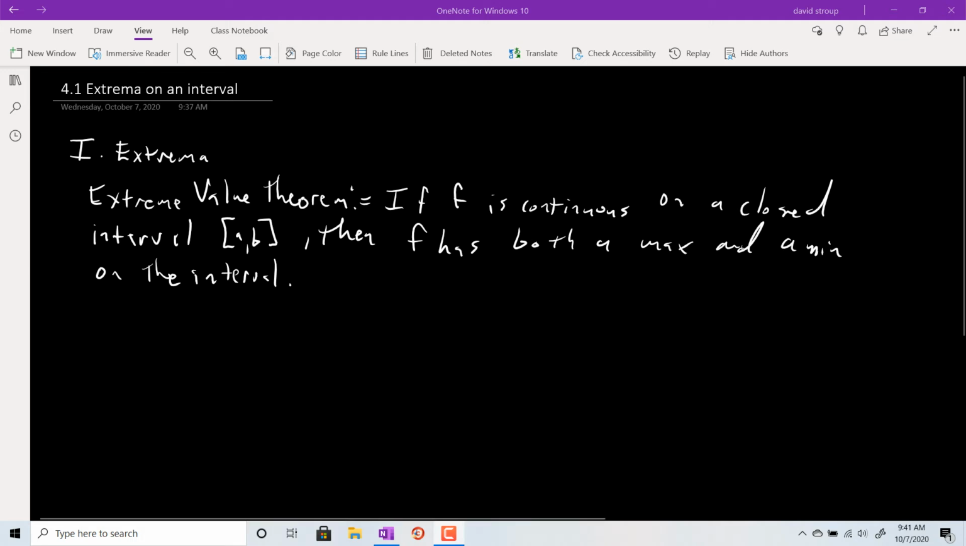Hey, welcome back. This is Calc 1, now in Chapter 4. And the beginning of Chapter 4 will have some really high-powered theorems from calculus.